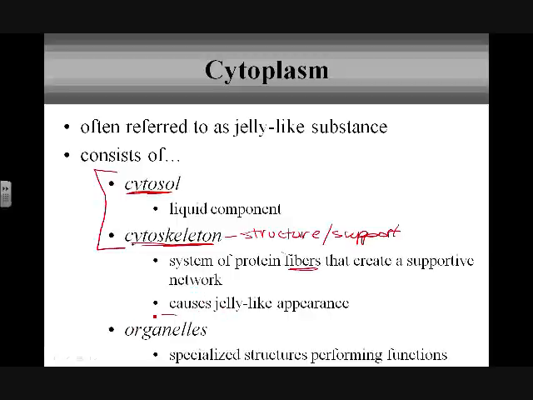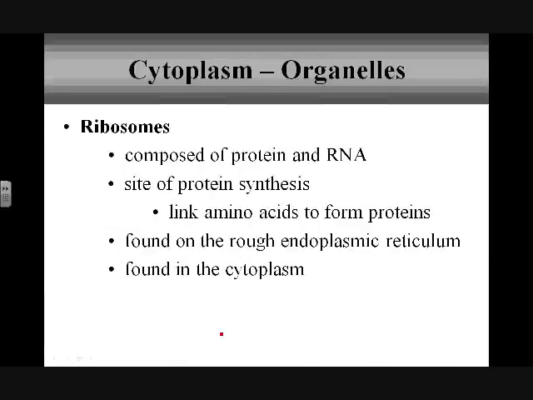In addition, we also take the organelles and we lump those organelles into being a component of the cytoplasm. So let's focus on those organelles. First of which are the ribosomes. Ribosomes are structurally composed of protein and RNA, which should make sense since this is the site of protein synthesis. This is where the RNA is going to come during protein synthesis in order to be translated to form chains of amino acids into proteins.